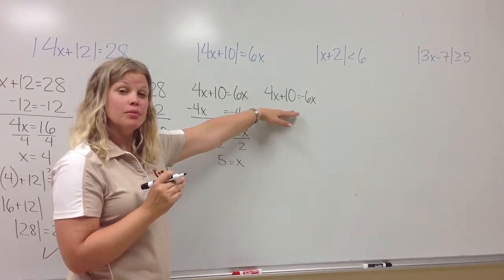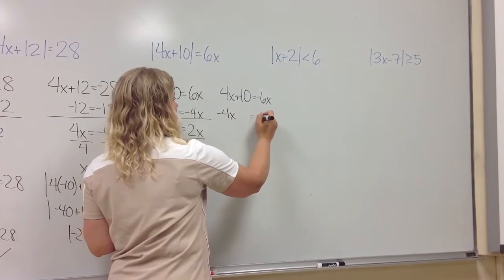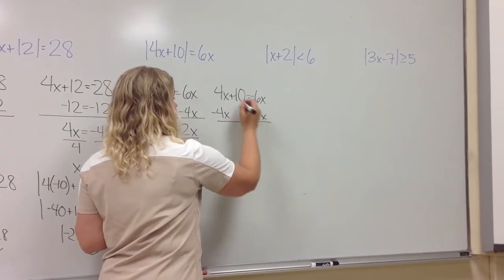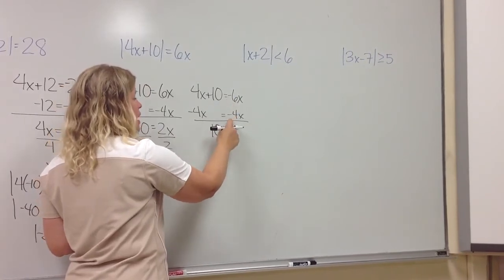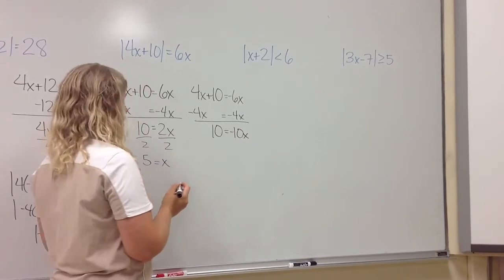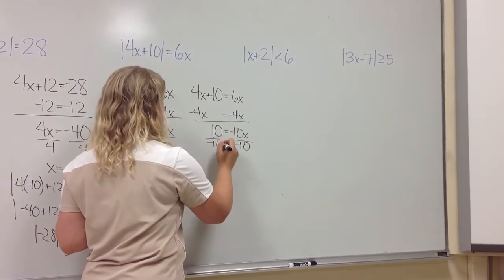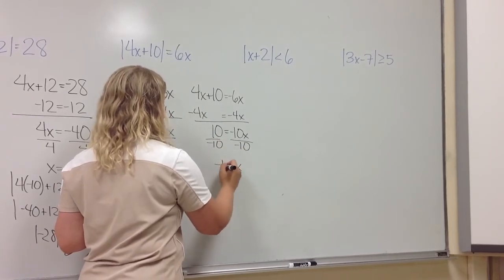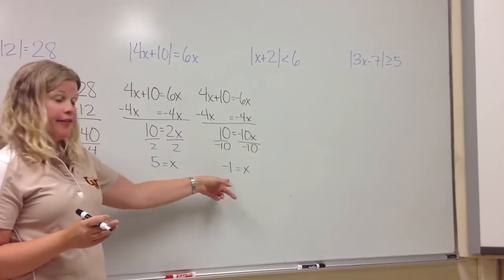We're going to do the same steps over here. We're going to subtract 4x, and you're left with 10. Negative 6x minus 4x is negative 10x. Now this time it's going to be a little different. Divide by negative 10, and you get x equals negative 1. Now remember, we have to check these.